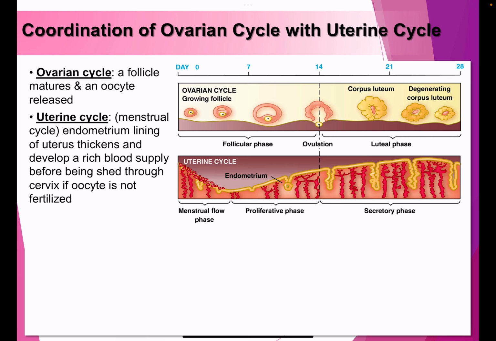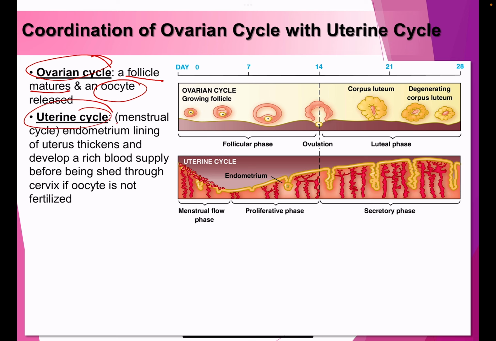And the last thing I want to end this chapter with is the coordination of the ovarian cycle and uterine cycle. Again, it's a very complicated process, but I'll simplify it because I want to make sure you understand that in order for a successful pregnancy, you need to have coordination between these two cycles. For females, we have the ovarian cycle and the uterine cycle. The ovarian cycle is where the follicle matures for an oocyte to be released.